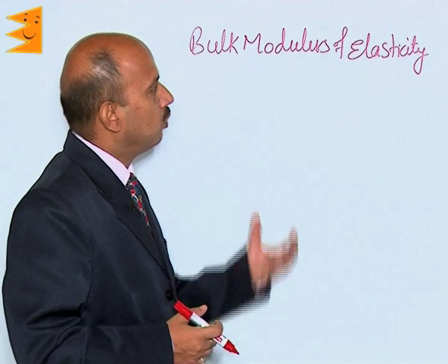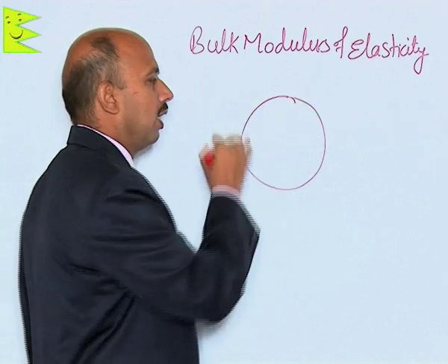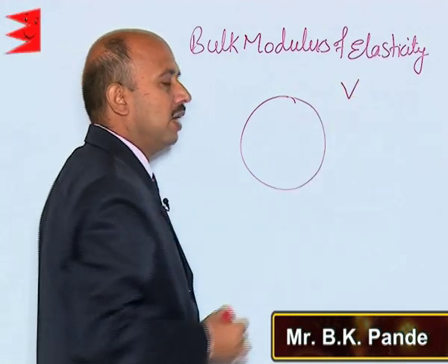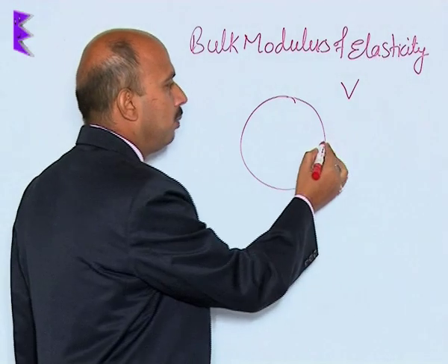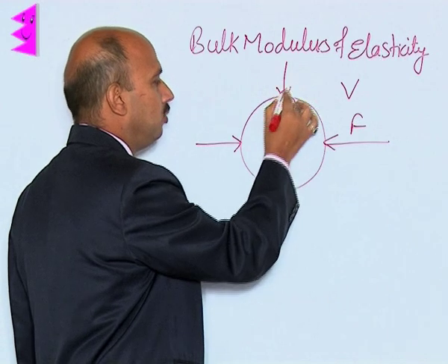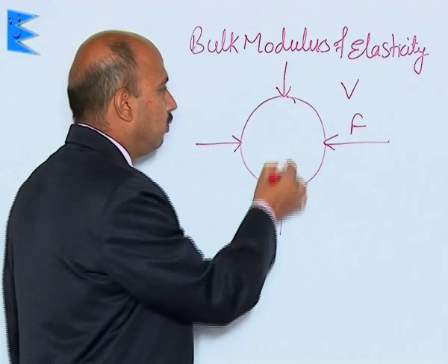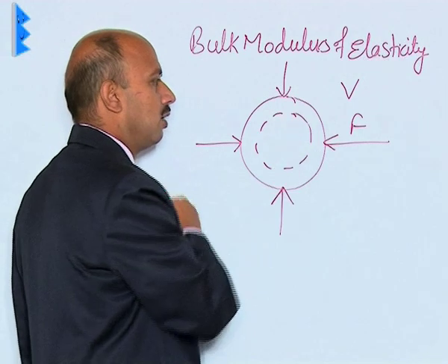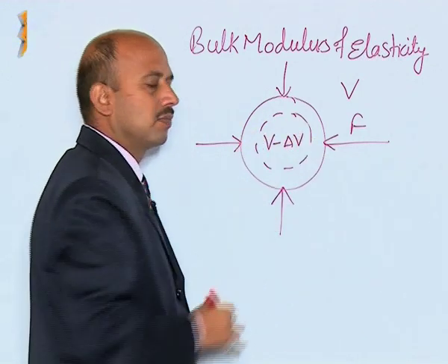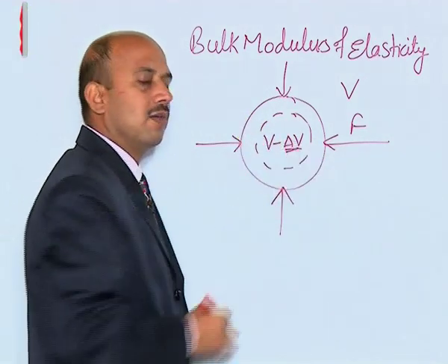Now see, bulk modulus of elasticity. Suppose you have taken a spherical body like this, and this has got original volume V, and you apply force from all sides, that means you are giving compressive stress. Its volume reduces to V minus delta V. So there is a decrease in the volume by delta V.